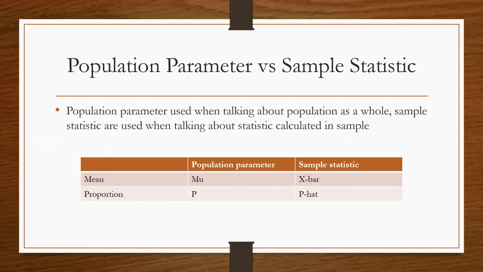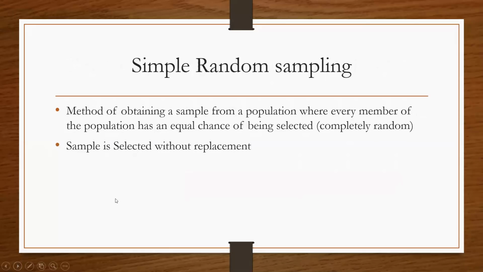And I guess the two most important ones you should probably know are mean. It has the population parameter mu and the sample statistic of x bar. And you also have the proportion with a population parameter of p and the sample statistic of p hat.